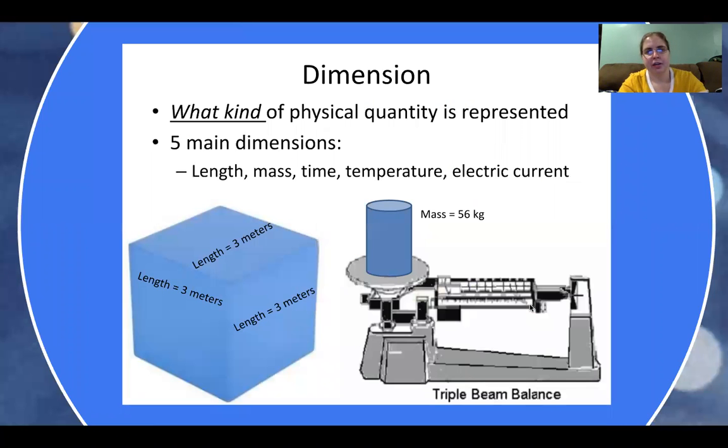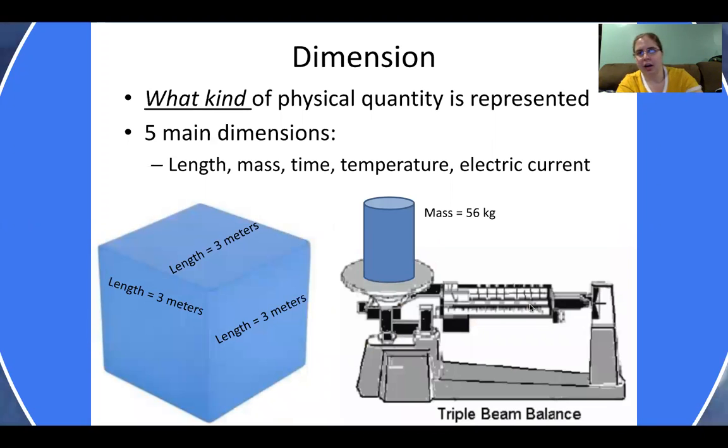All right, dimension. So this is what kind of quantity are we looking at? So the quantity tells us how much. The dimension tells us of what kind. So there are 5 main dimensions that are looked at. Length, so what's the distance between 2 points, mass, how much matter is there in this object, time, how long does something take to occur, temperature, what is the amount of heat energy required, and electric current. So how much energy, electric energy, is moved.